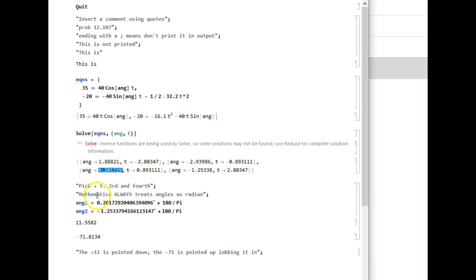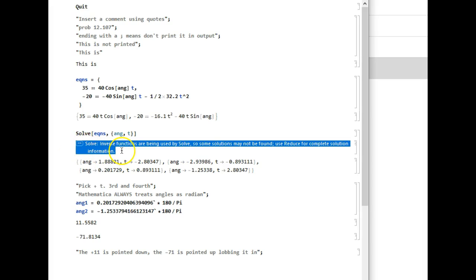Now these angles are in radians, and so all I did was copy and paste down here, and I converted the 2 angles into degrees. One angle is 11.55, the other one is a negative 71. The only other thing I'd like to point out is right here it's warning you that because you're using inexact arithmetic, anytime you put a decimal point in your formula, Mathematica assumes that you want it to use decimals rather than fractions, and so it's telling you that it may not be finding all of the answers. So anyway, this one's fairly simple.